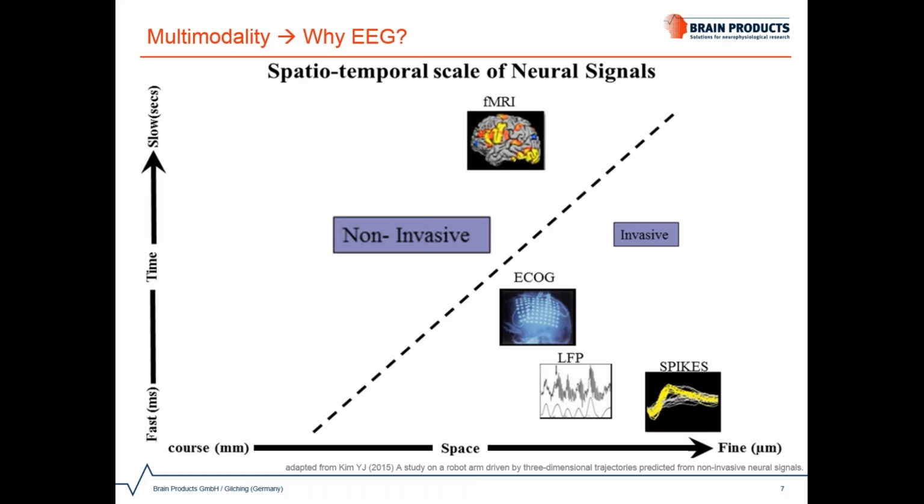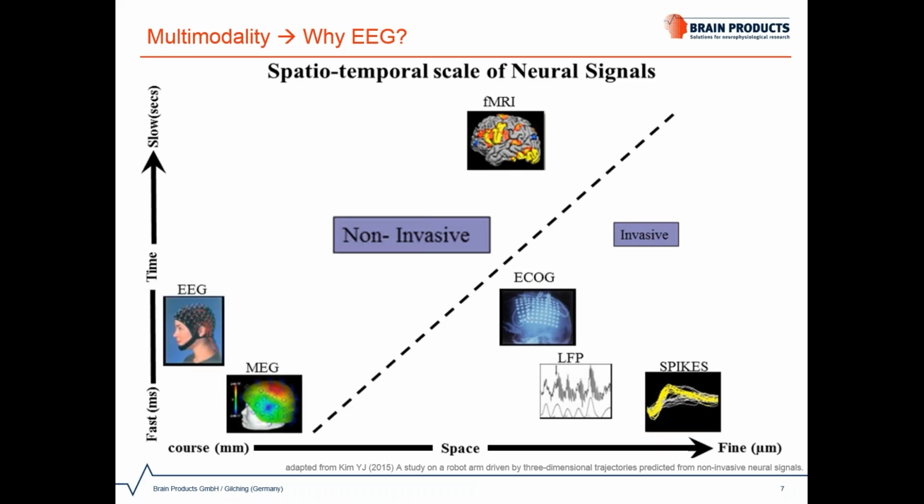Functional magnetic resonance imaging, or fMRI, is one of the common indirect non-invasive brain imaging approaches. It provides an excellent spatial resolution but poor temporal resolution, as changes in blood flow lag a couple of seconds after change in neural activity.